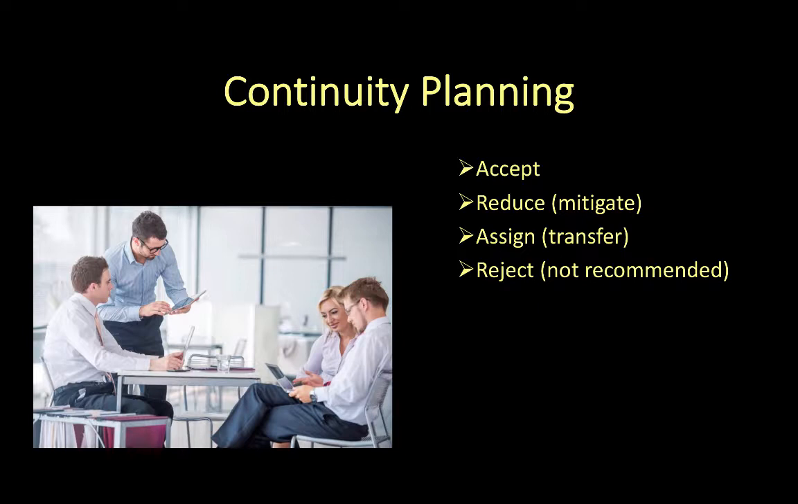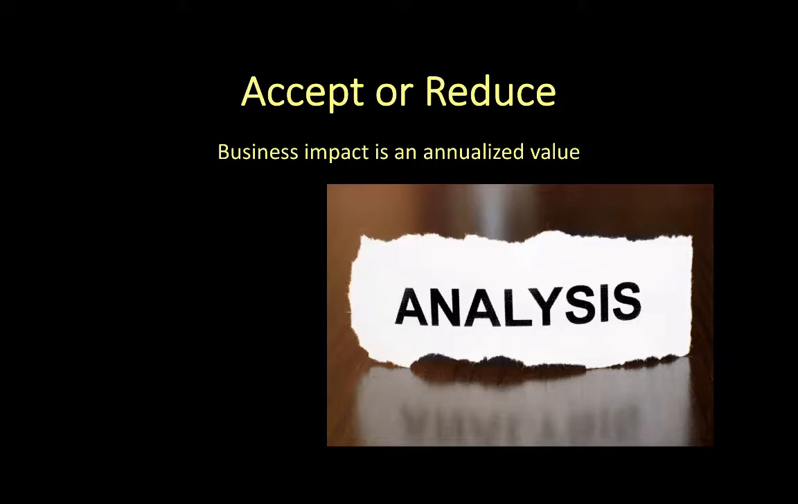During continuity planning, the team determines how to manage the business impact identified. As with any risk, the team can recommend to accept, reduce, assign, or reject. Business impact is usually accepted if the annualized cost of mitigation is more than the projected annualized cost of a process failure. The cost of mitigation involves multiple elements.